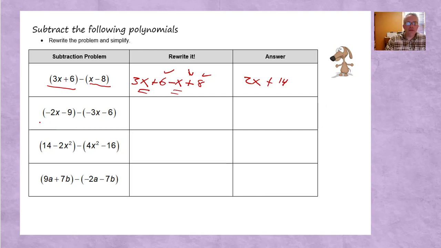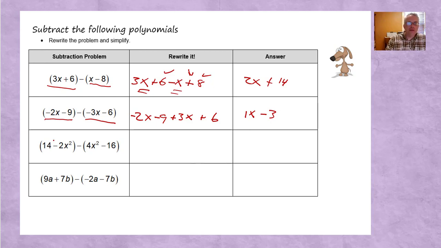Okay, let's take a look at this. So this is the first polynomial. We're subtracting all of this. Okay, so let's rewrite it. Negative 2x minus 9. We're subtracting a negative 3x. That's the same as plus 3x. We're also subtracting a negative 6. That's plus 6. And now combine like terms. Negative 2x plus 3x is 1x. Negative 9 plus 6 is negative 3. So it's going to be helpful to have a calculator handy as you do this.